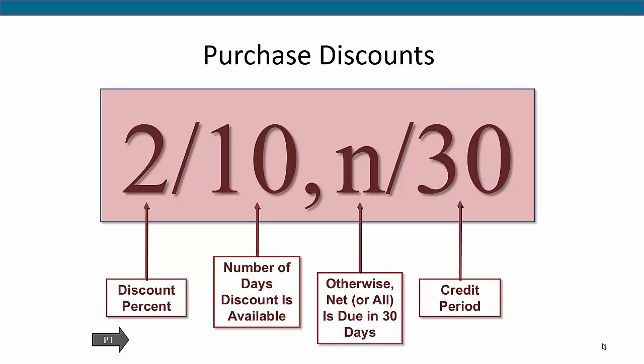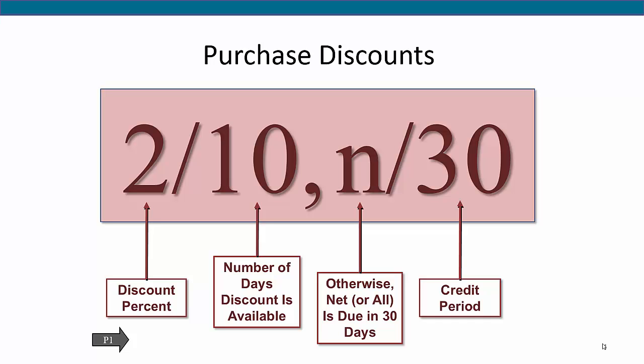The letter N stands for the word net. This means the net invoice is due after considering any returns or allowances. We don't take a discount after we've returned some inventory to the seller. And the last number represents the entire credit period in number of days. And that is the total time the buyer has to pay the invoice before it is considered past due. In this case, if the customer pays within 10 days, then the 2% discount may be taken, and if not, then the whole amount is due within 30 days.